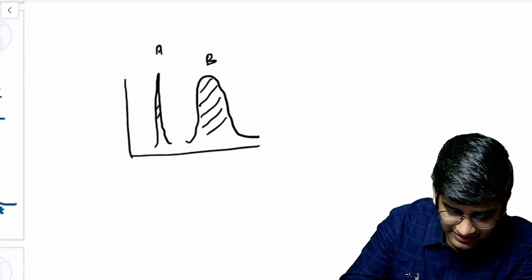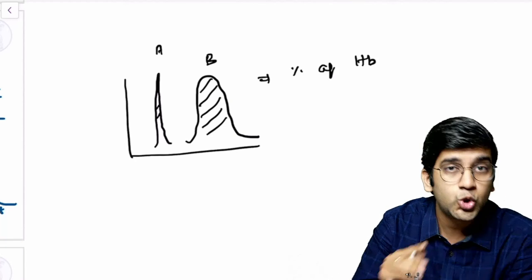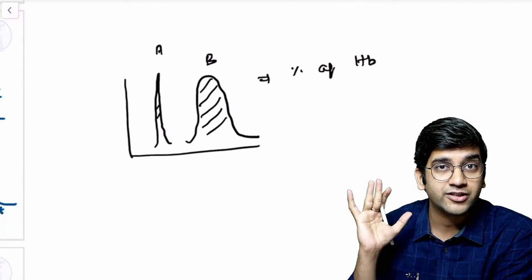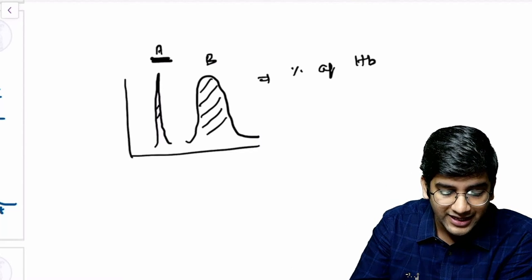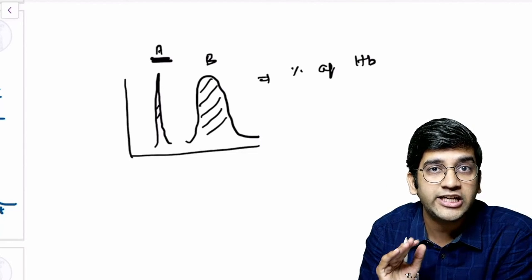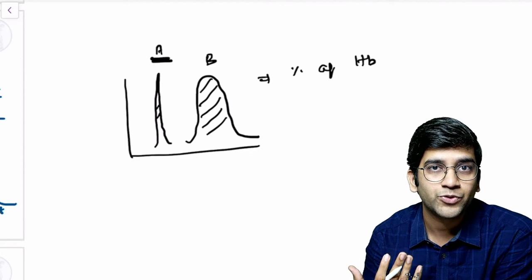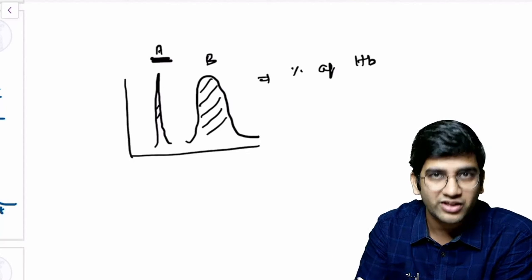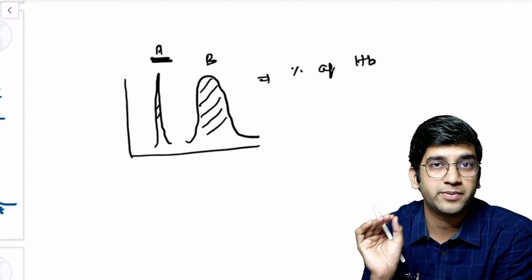So this area under the curve gives the percentage of hemoglobin. Don't look at the peak. Peak is different. Area under the curve gives the percentage of hemoglobin. So obviously, A's percentage of hemoglobin will be totally different from B's percentage of hemoglobin. Generally, when it's a first timer, you look at the peaks and say, okay, both are 50-50%. Never like that. It's the area under the curve which determines the percentage.